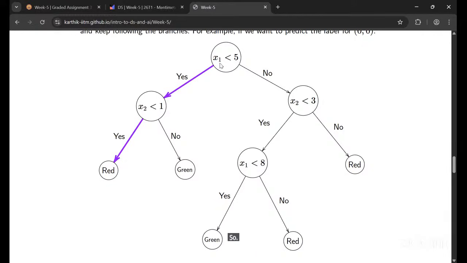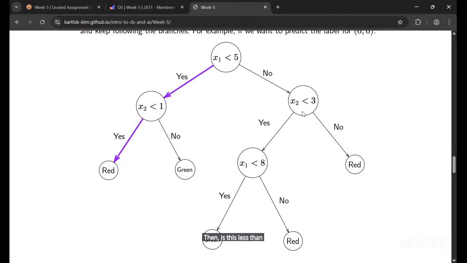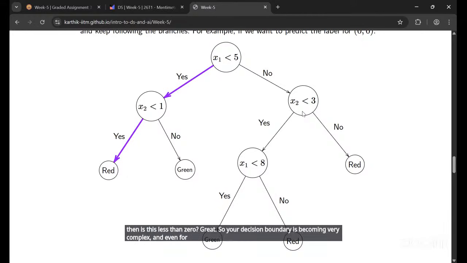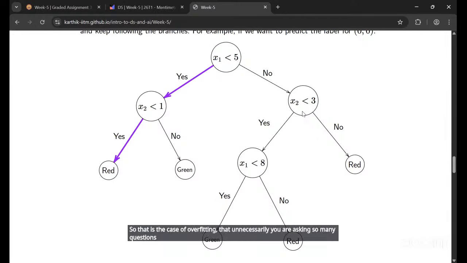So if I'm asking how many? Four questions max, right? On my two features that I have, x1 and x2. Now suppose I'm asking 25 questions on my x1 and x2. So your model becomes very complex. Even for a simple point, you're asking 25 questions: is this less than 3? Then is this greater than 8? Then is this less than 0? Right? So your decision boundary is becoming very complex. And even for a small task, you have to ask so many questions. So that is the case of overfitting, that unnecessarily you're asking so many questions and making the model complex.